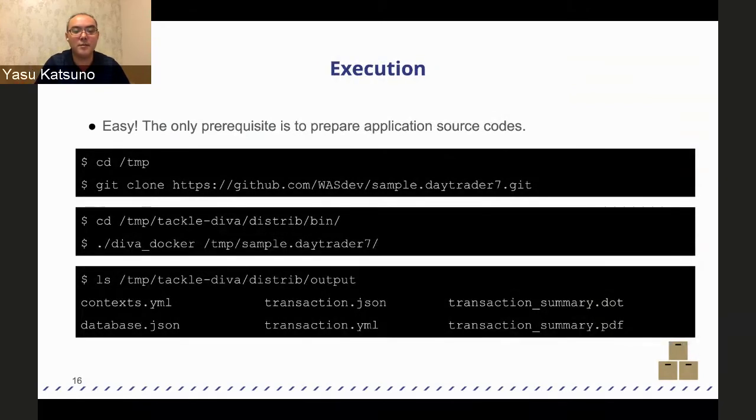The next step is execution. It is also easy because you just prepare the application source code. In this case, sample Daytrader 7 code cloned from GitHub. Then you just kick the diva docker command. Then analysis result files are stored in the output directory as follows. You can easily install and execute Tackle-DiVA. Okay, final section.